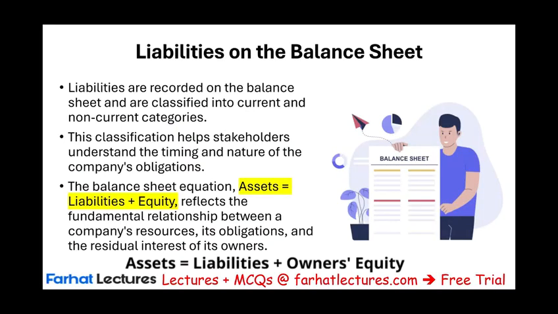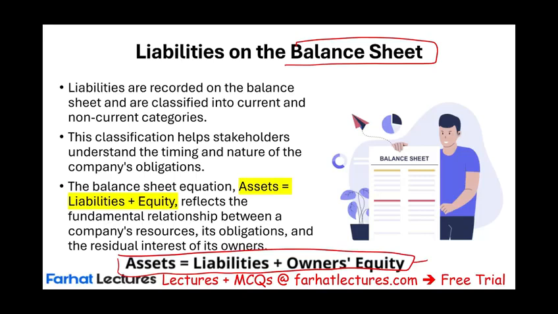Liabilities are also listed on the balance sheet. Remember what I told you, assets equal liabilities plus equity is the balance sheet. And what we did in this session is we defined what assets are, we defined what liabilities are, and we broke them into current and non-current. And why do we break them into current and non-current? Because it's going to help stakeholders, anyone that's interested in your company, understand the nature of your assets, the nature of your liabilities, your obligations.